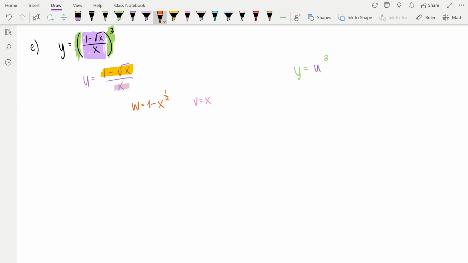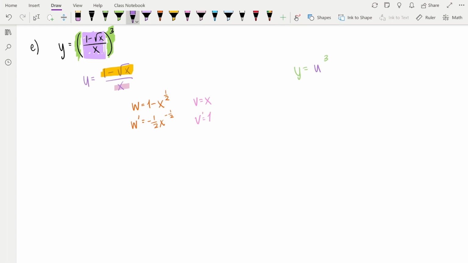For the quotient rule, I need to take the derivative of each. I realize I'm mixing notations here, but the only time we're changing the variable that we're taking the derivative with respect to is the chain rule. So the only time I will insist on using the Leibniz notation is with the chain rule. So here I take the derivative with respect to x. w prime is going to be negative 1/2 x to the power negative 1/2, and v prime is going to be 1.